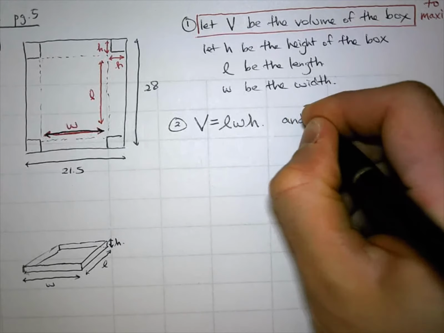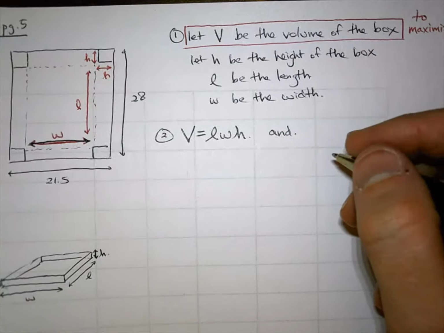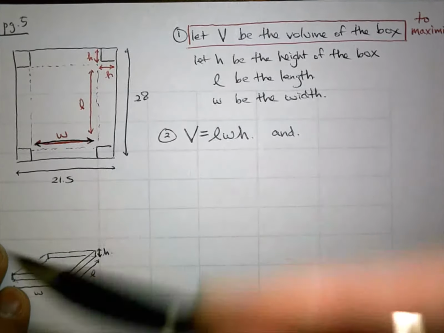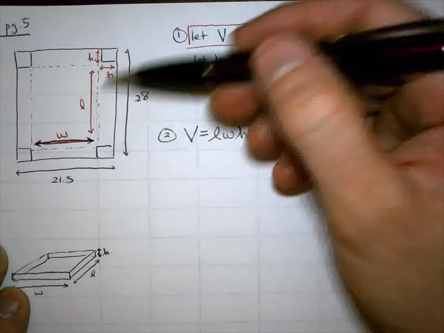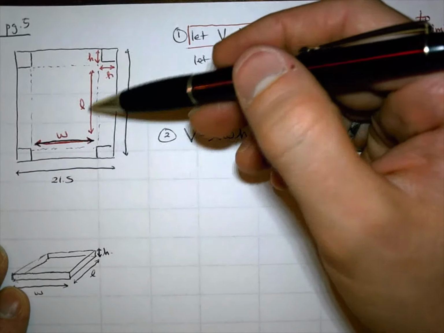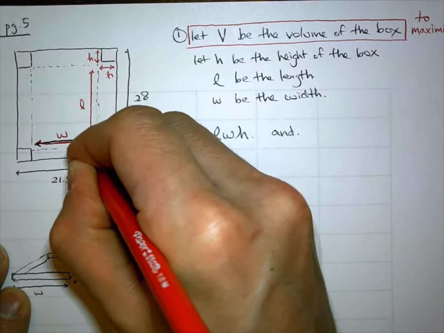I need to use some more information. But fortunately, I have lots of information. Look at my diagram. This is where the diagram really helps. The length is equal to, okay, well, 28 is equal to height plus length plus height again. Right, because this is also height. They're all identical squares.